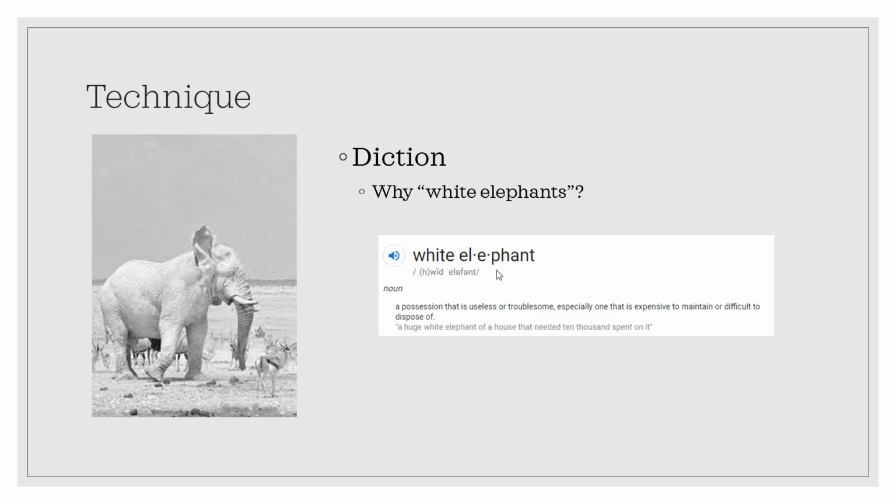So I looked up and pasted a definition right in here for you. A white elephant, what Hemingway is talking about, is a possession that is useless or troublesome, especially one that is expensive to maintain or difficult to dispose of. Now I want you to take a minute to think about that. Why would Hemingway include this idea of a white elephant in this story that is about abortion?